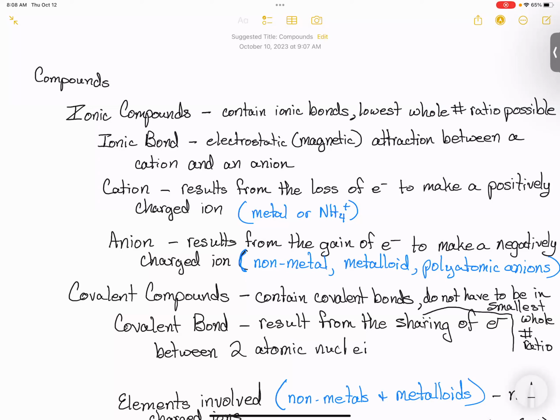And basically, an anion is just a negatively charged ion. So the majority of your polyatomic ions are anions. And then you have those metalloids and metals in group 15 through 17 that are anions. When we write ionic compounds, they're always going to have a formula that has the cation and anion in the smallest whole number ratio possible.